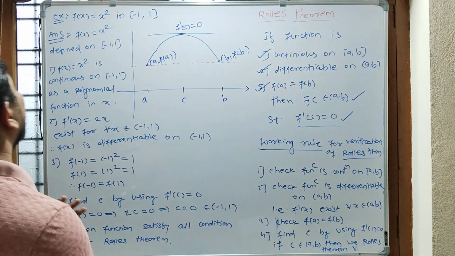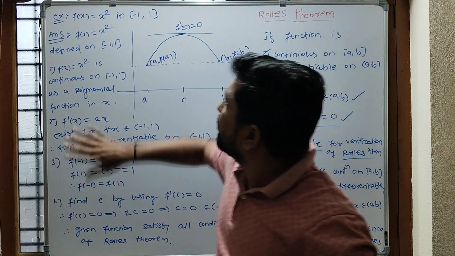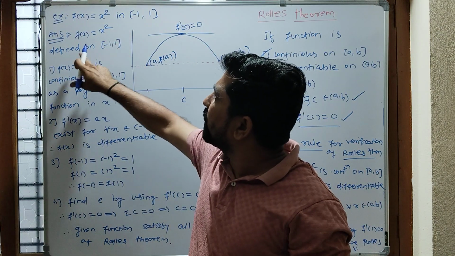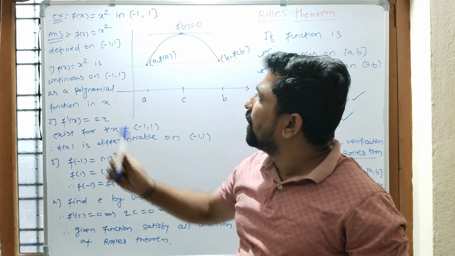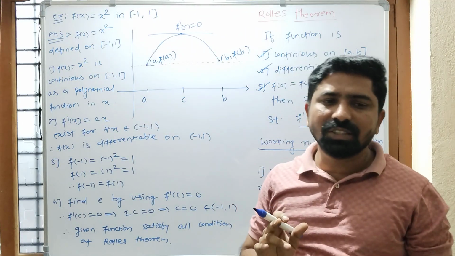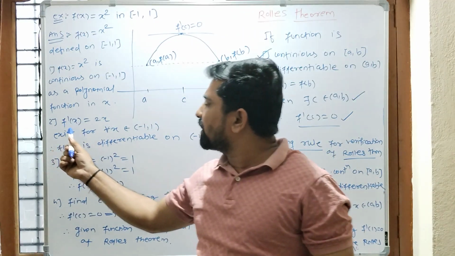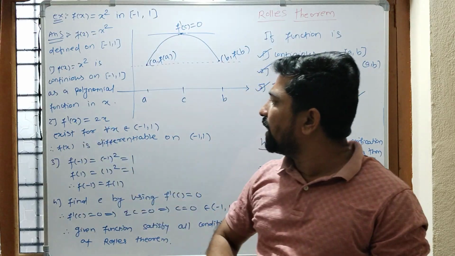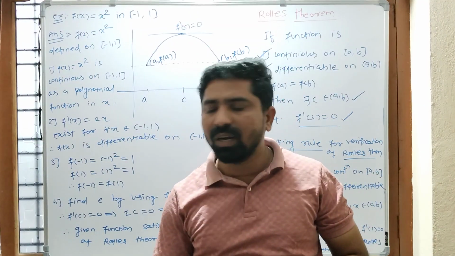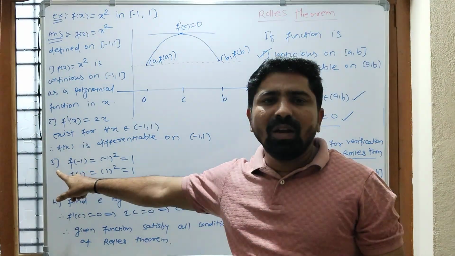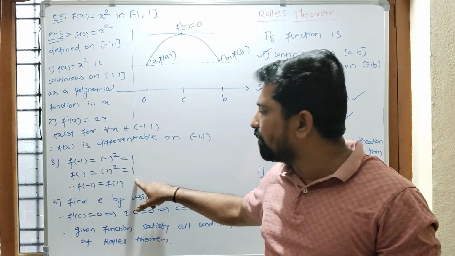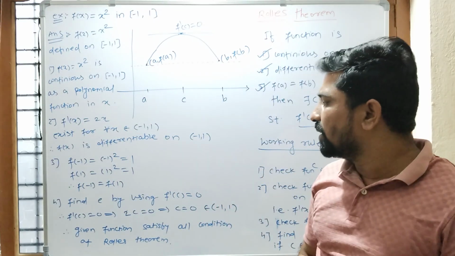So here in the example, f of x equal to x square is in the interval minus 1 to 1. f of x equal to x square is defined on the closed interval minus 1 to 1, and it is continuous as a polynomial in x. So here first condition is verified. F of x is differentiable, that is f dash of x equal to 2x exists for all x belongs to this open interval AB. So the function is differentiable on the open interval AB, and the functional value at minus 1 is 1, the function value at 1 is 1. So f of minus 1 is same as f of 1. Third condition is also satisfied.